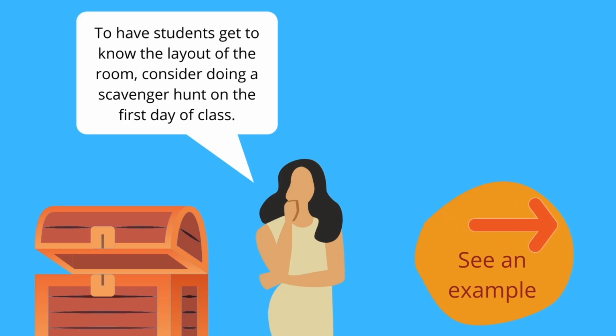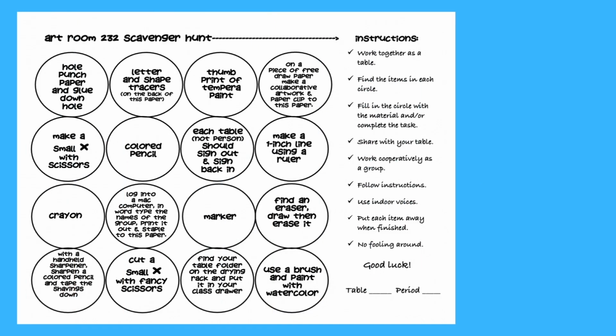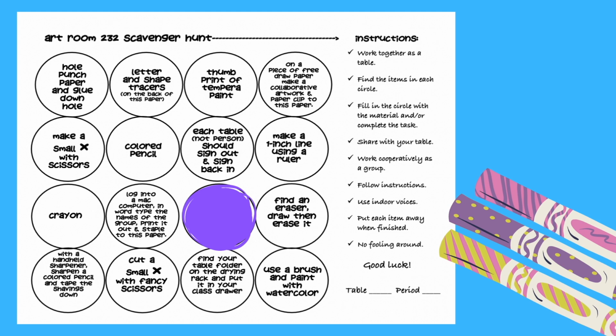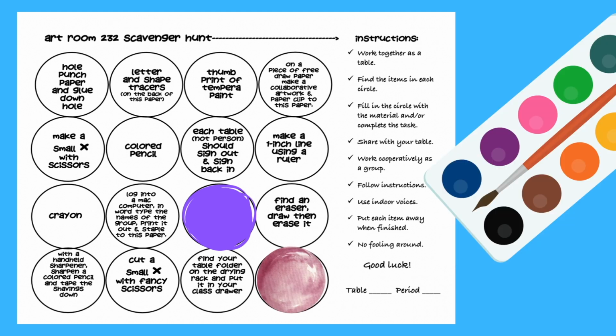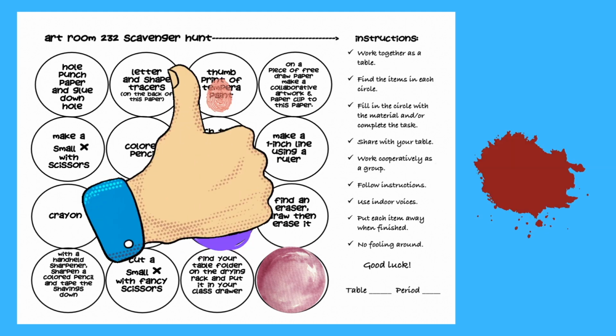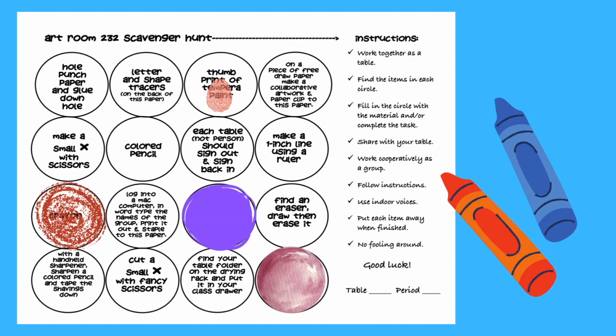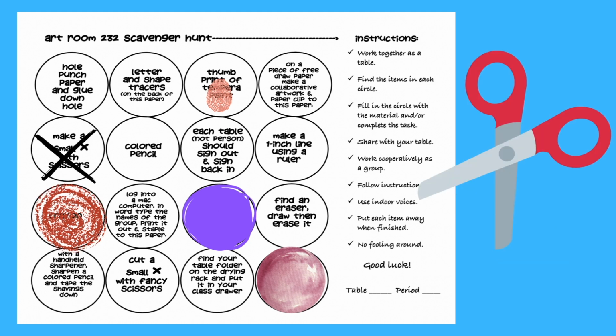To have students get to know the layout of the room and where materials are kept, consider doing a scavenger hunt on the first day of class. Here's my example. On the scavenger hunt, they work as a table to find the 16 different items. They can start with finding the markers, maybe the watercolor paint next, having a thumbprint of tempera paint, and so on. They really enjoy working together as a table to accomplish this task on the first day.